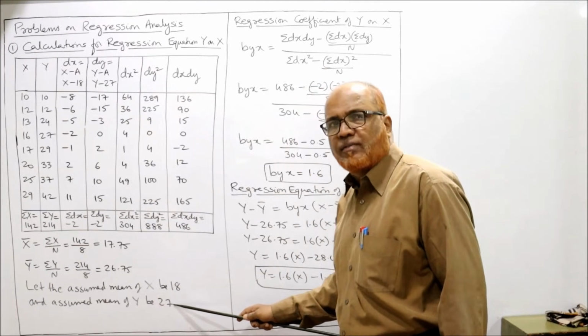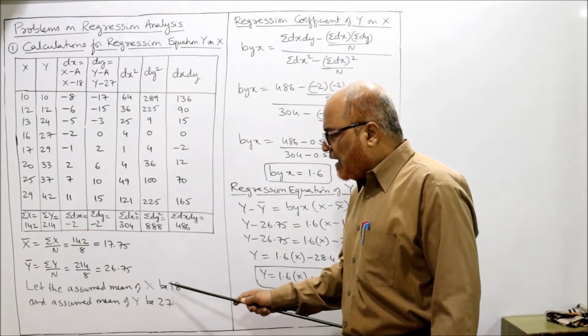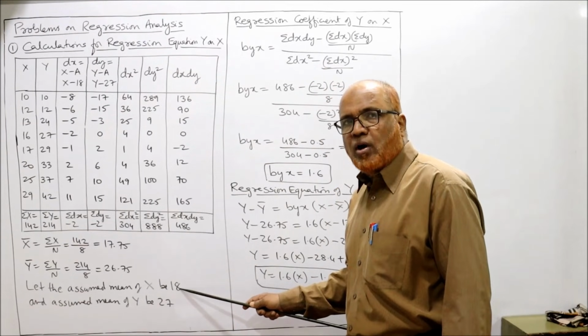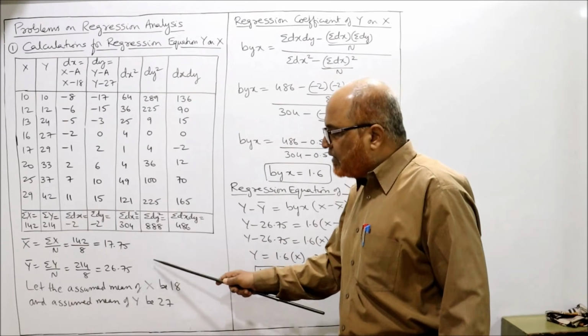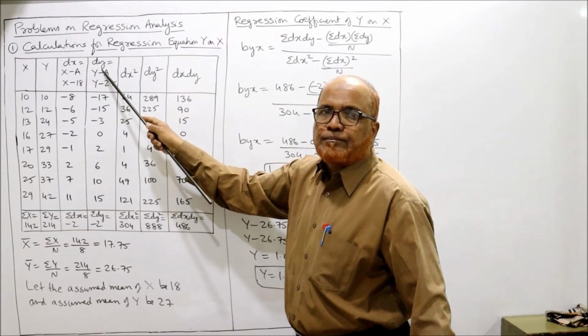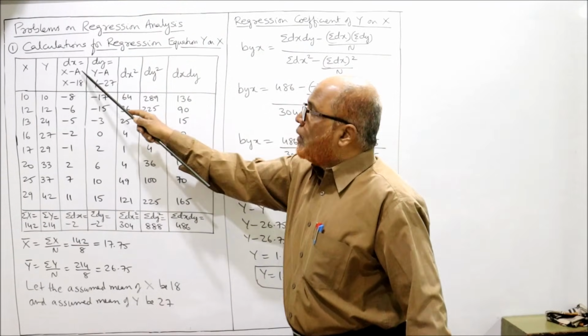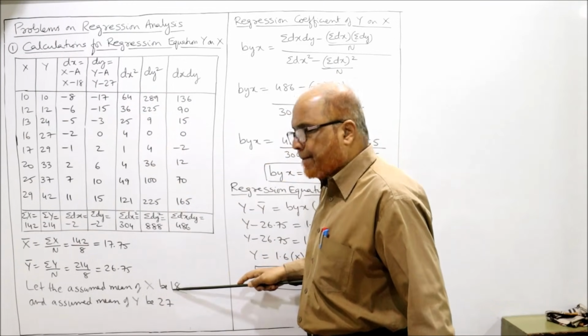I have taken 27. You can take any value, 26 also you can take, right? But I have taken 18 as the assumed mean of x and 27 as the assumed mean of y. When we have taken assumed mean, you have to take dx and dy. What is dx? X minus a. A stands for assumed mean.